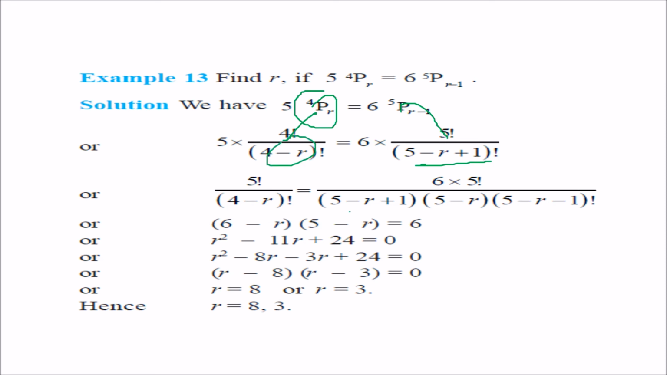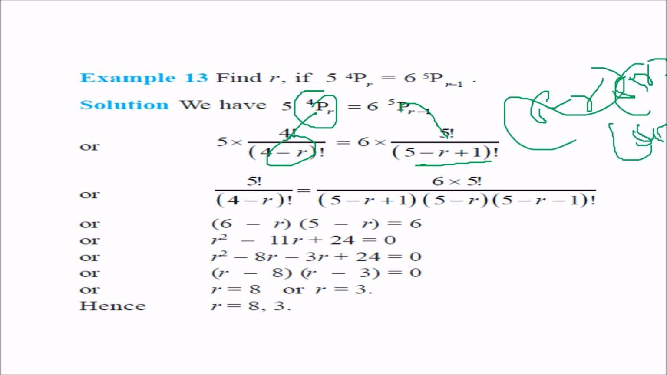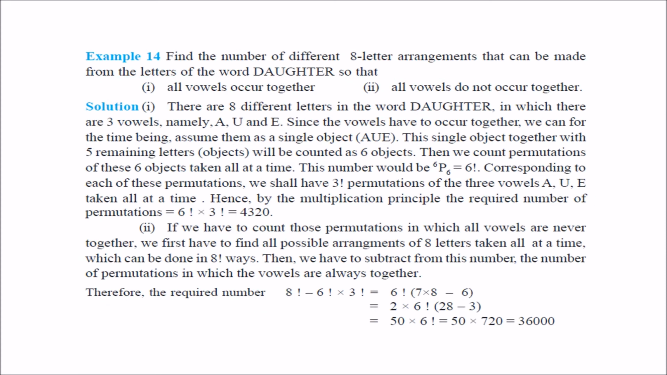See, this 4 minus r can be written as 4 minus r only. And this 6 minus r. So you can have this 6 minus r into 5 minus r into factorial 4 minus r. 6 minus r into 5 minus r will remain, the other will get cancelled. So r is equal to 8 or 3.